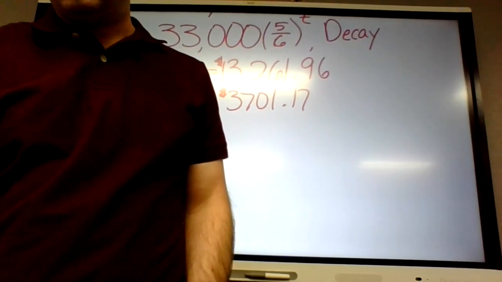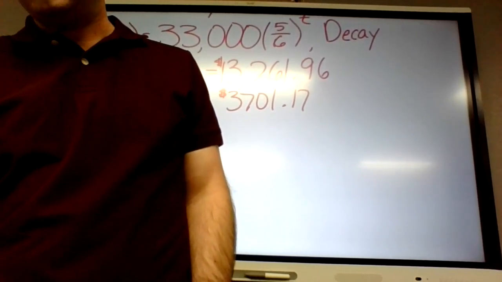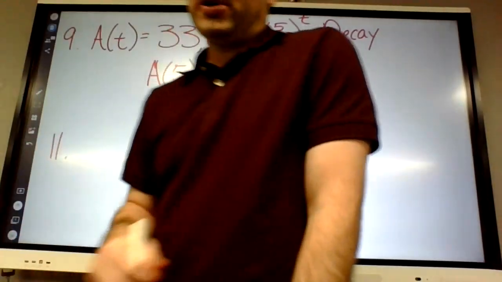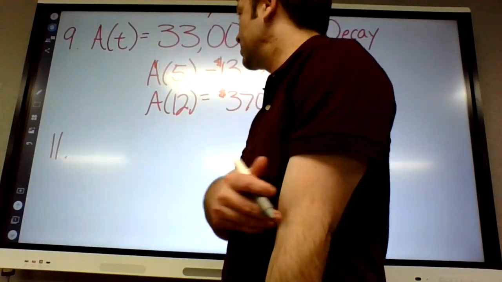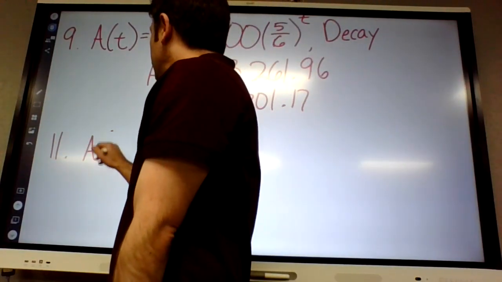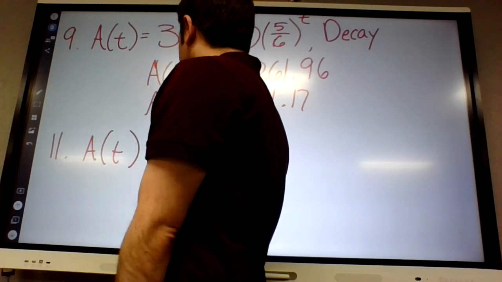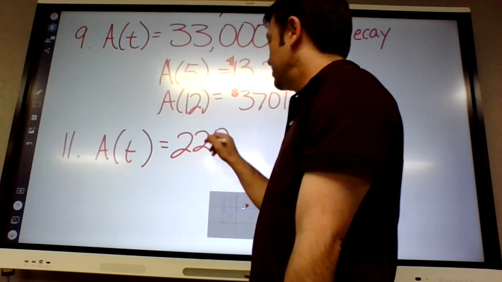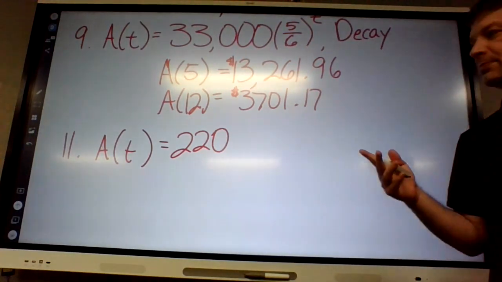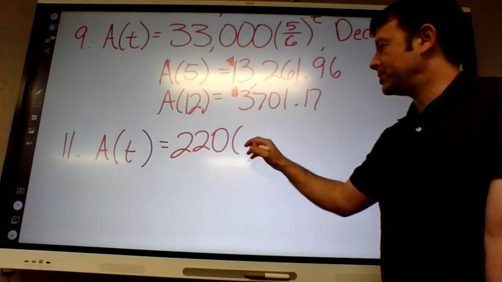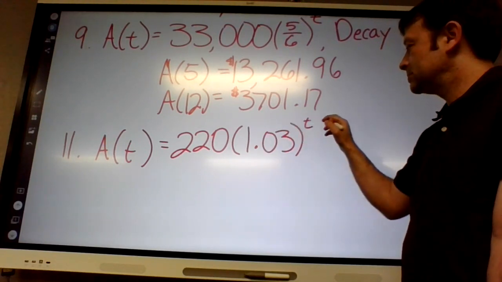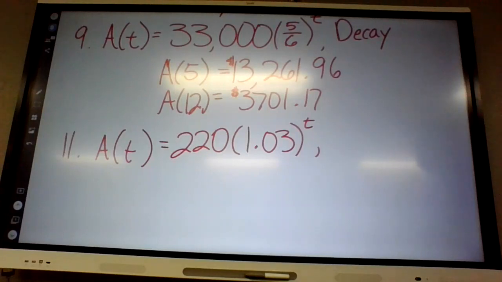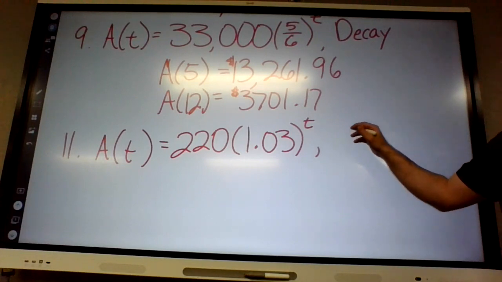Okay, number 11, a telecommunications company plans to expand. They have 220 employees and they want to go up by 3% every year. So they're starting with 220 and going up by 3%, which is 0.03. So 1 plus 0.03 is 1.03. Easy peasy. All right, is this growth or decay? Growth.